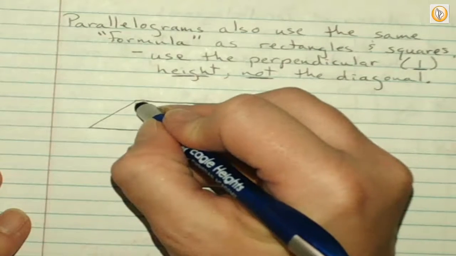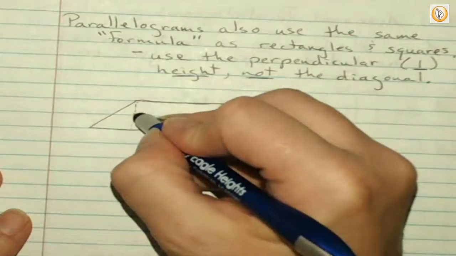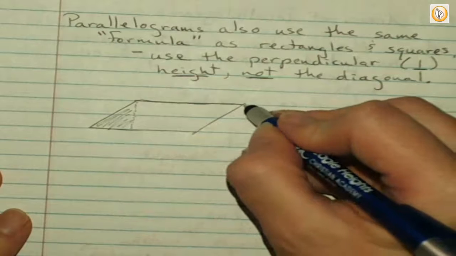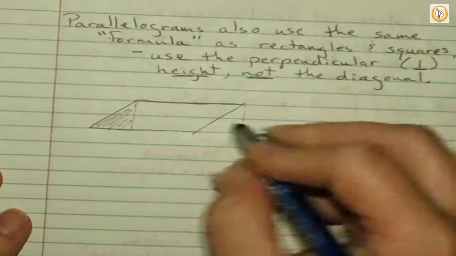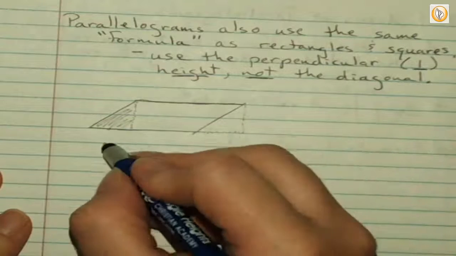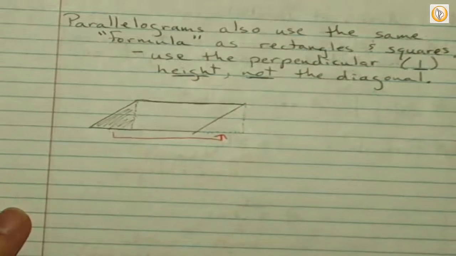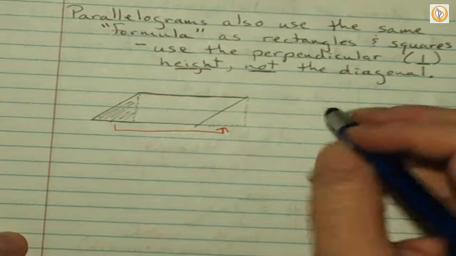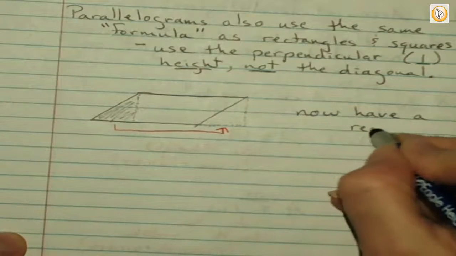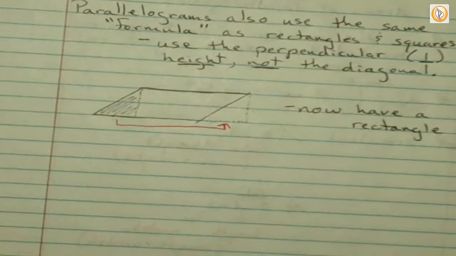Because watch this. If I cut this down like that, that's supposed to be a straight line. If I were to cut that down, remove this piece and tack it over here, it becomes a rectangle. If I were to take that piece, cut it off, and stick it right there, it becomes a rectangle. Do y'all see that?